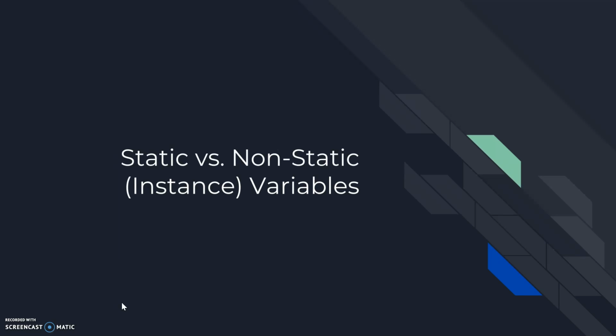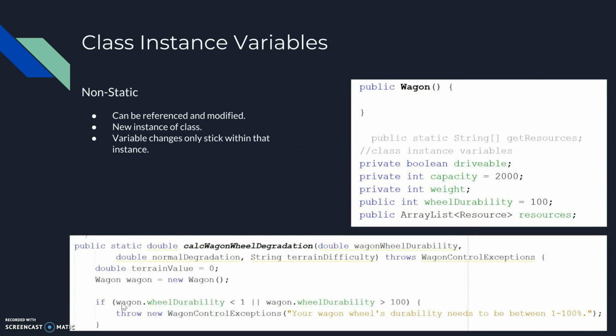First of all, I'd like to explain the difference between static versus non-static or instance variables. Class instance variables are not static, meaning they can be modified. But in order to reference them, we have to create a new instance of the class. For example, we see here our public int wheelDurability. It doesn't say static, it's just an integer, and the variable is wheelDurability, set to a value of 100.